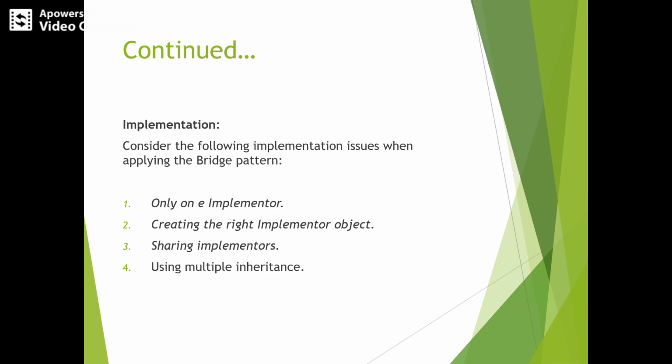For example, a collection class supports multiple implementations, and the decision can be based on the size of the collection, how many objects it holds. A linked list implementation can be used for a small collection, and a hash table for a large collection. So this is one approach to creating the right implementer.